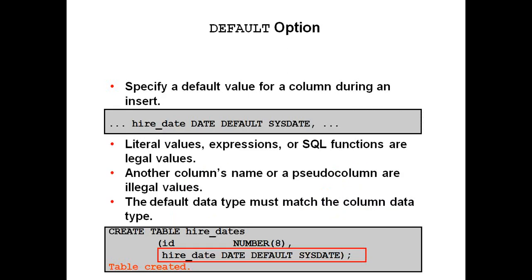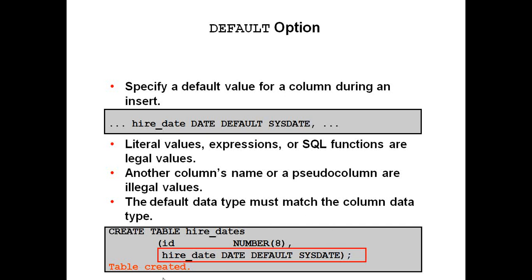And the default option. So there is an option called default. Whenever you create the table, if you go for this default option, then Oracle will automatically take some default values. So you can see here what this default can do. The first point says: specify a default value for a column during an insert. Literal values, expressions or SQL functions are legal values. Another column's name or a pseudo column are illegal values, and the default data type must match the column data type.